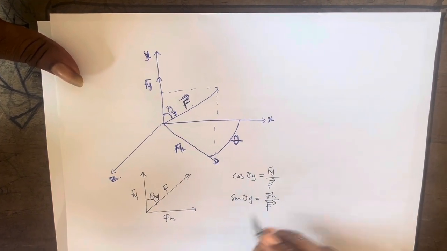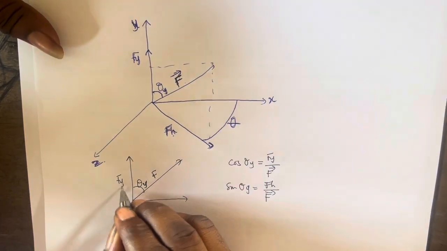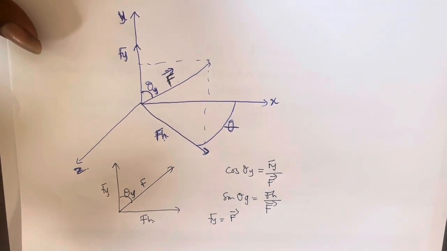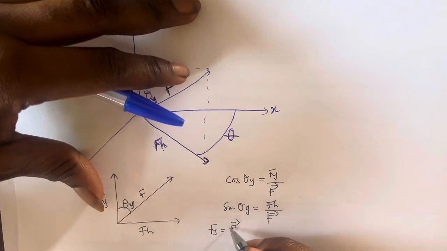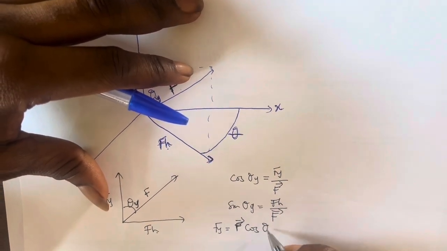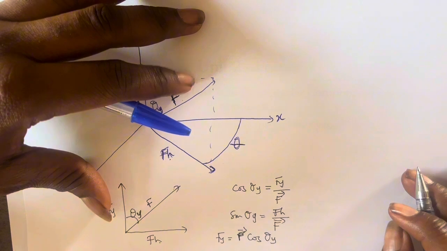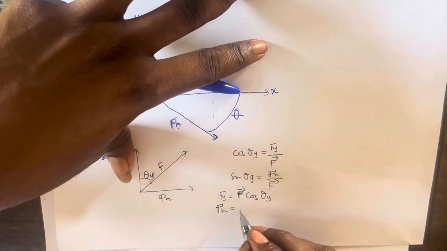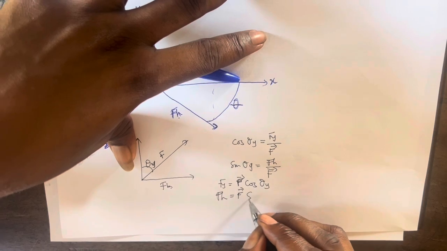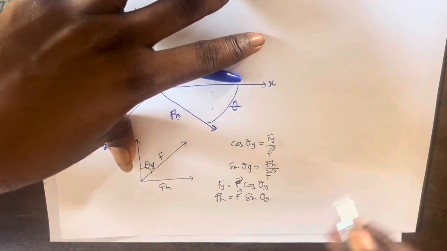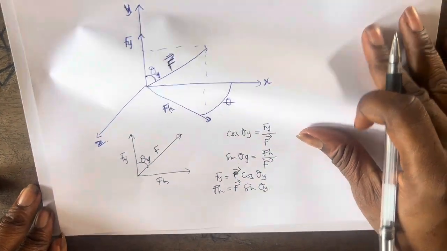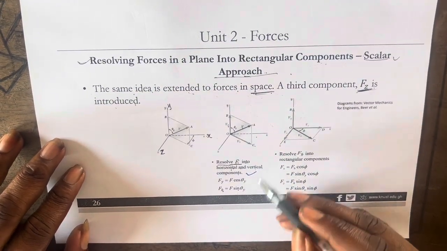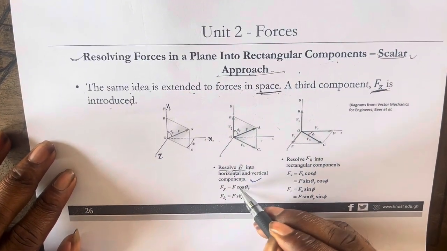So in finding the vertical component, which is the Fy, we get Fy is equal to our resultant force F cos theta y, the angle theta y. And our Fh, which is the horizontal component, will become F sine of theta y. So this is what we get over here, and this is the same thing they are getting over here. Fh is equal to F sine theta y, and Fy is equal to F cos theta y.